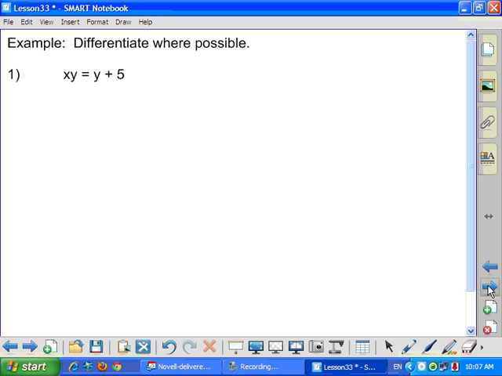Differentiate where possible. So how do we take the derivative of this? Remember, you need to use all your previous rules. They haven't disappeared. I have x times y. That's going to be product rule. And then just straight power and a constant. So product rule says take the derivative of the first function. So the derivative of x is 1.